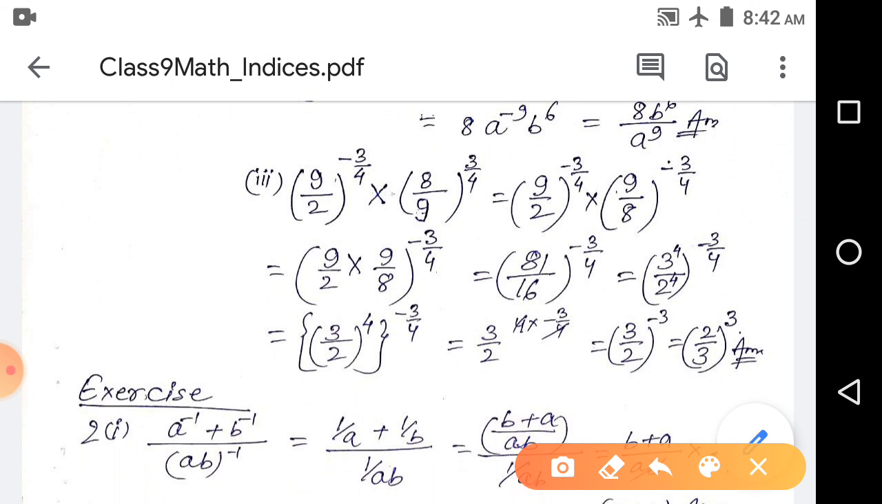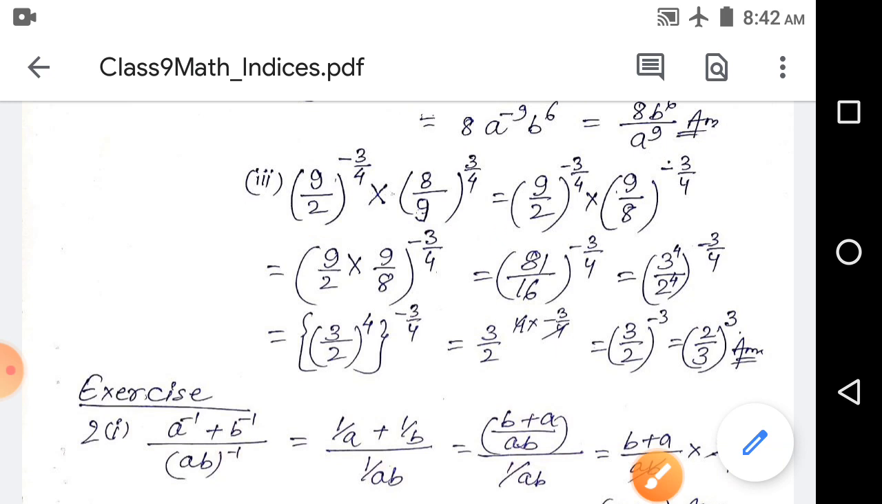9 by 2 whole to the power minus 3 by 4 into 8 by 9 whole to the power 3 by 4. See, the powers are not same, the exponents are not same. So in order to make the exponents same, we'll write here 9 by 2, same as 9 by 2, 9 by 2 to the power minus 3 by 4.